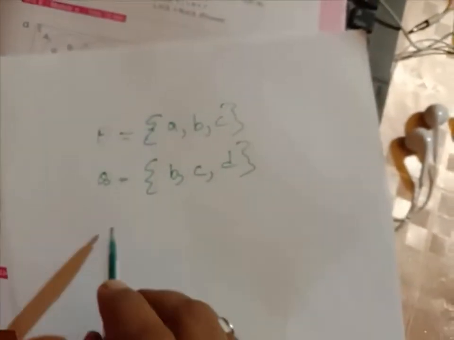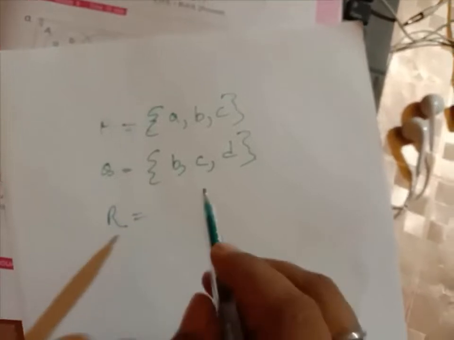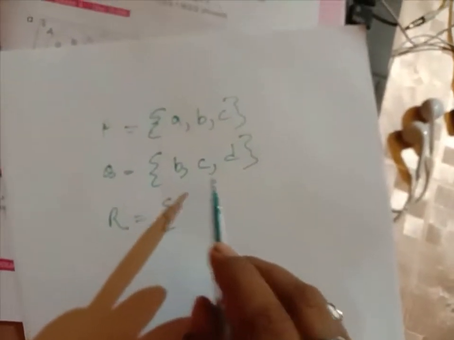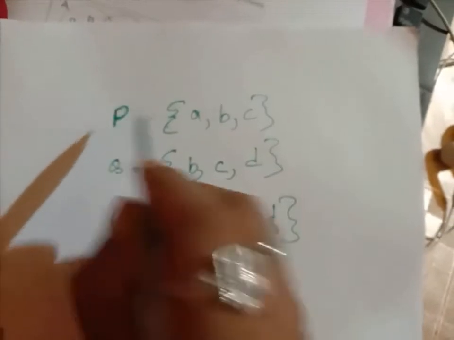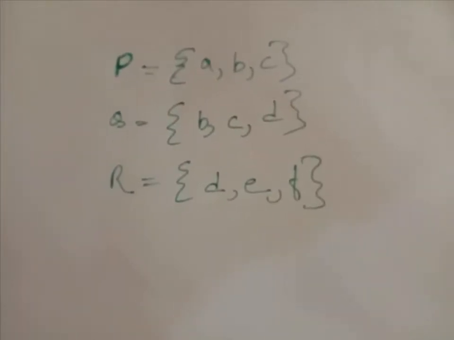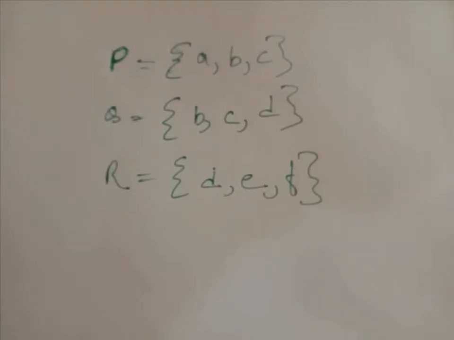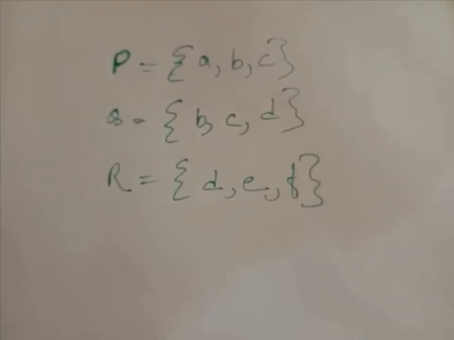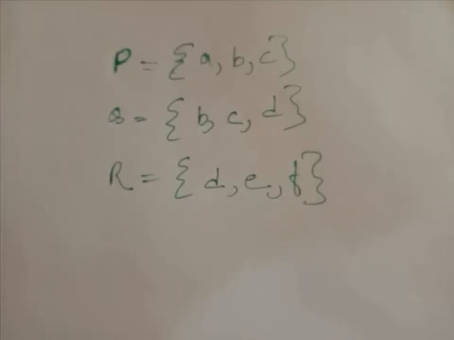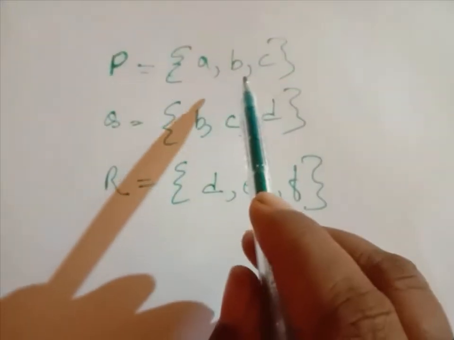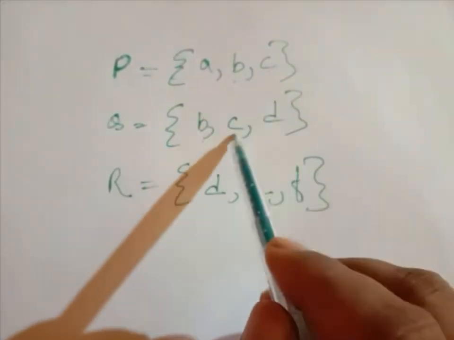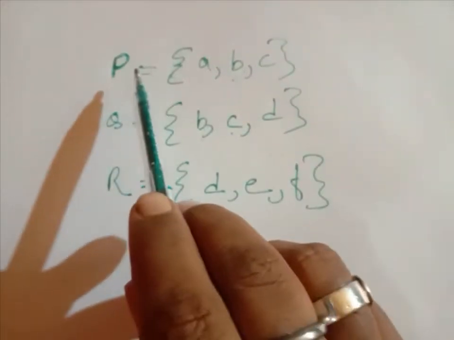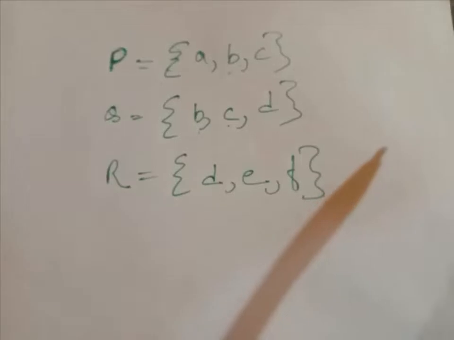And set R contains the elements D, E, F. Clear? Set P is the set of elements A, B and C. Set Q is the set of elements B, C and D, and set R is the set of elements D, E and F. Now see, here in P and Q, the element B and element C are common. So P and Q are overlapping sets.